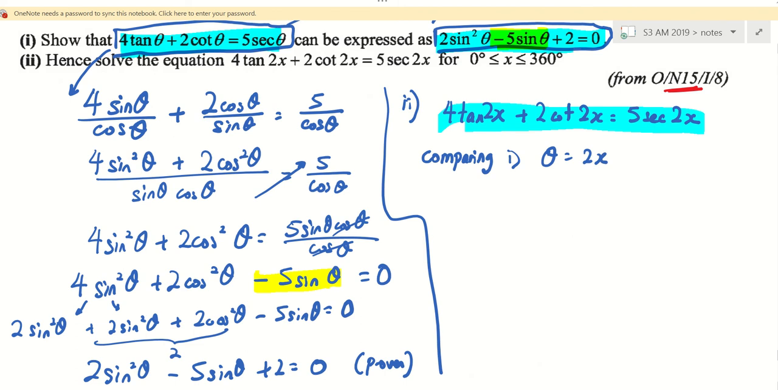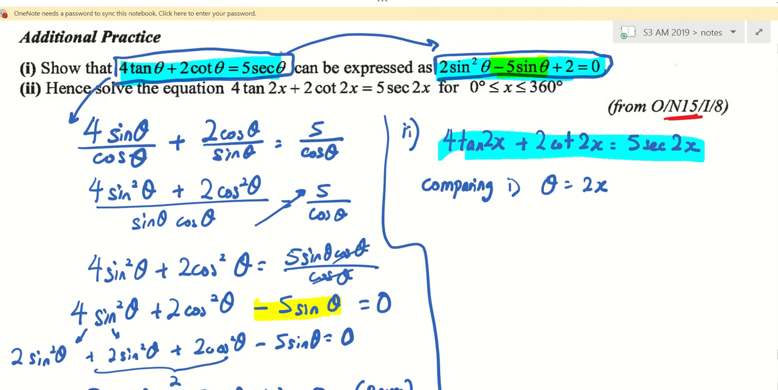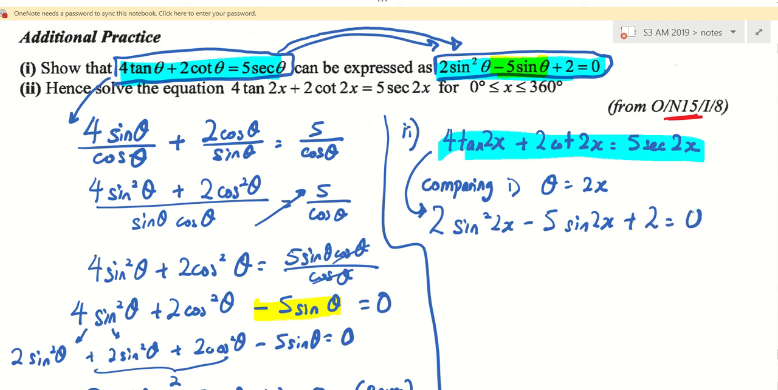Agree or not? So since from part 1, the left equation is equals to the right equation, you can rewrite this into this equation, but the theta now become 2x. So what do you think I can write here? 2 sine square 2x minus 5 sine 2x. Do you understand? So 2 sine square 2x minus 5 sine 2x plus 2 equals to 0. You can write let theta be 2x.